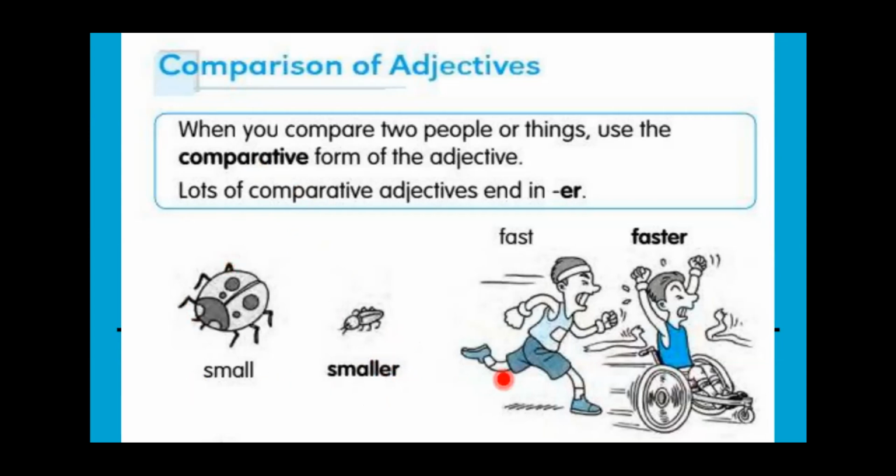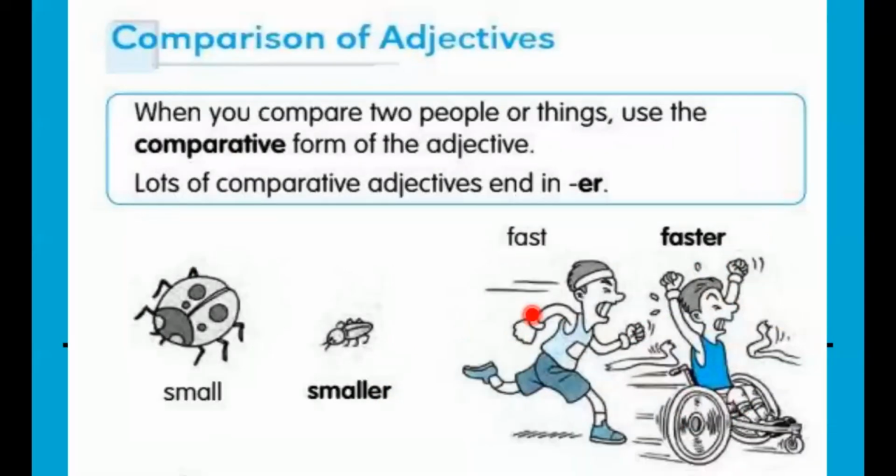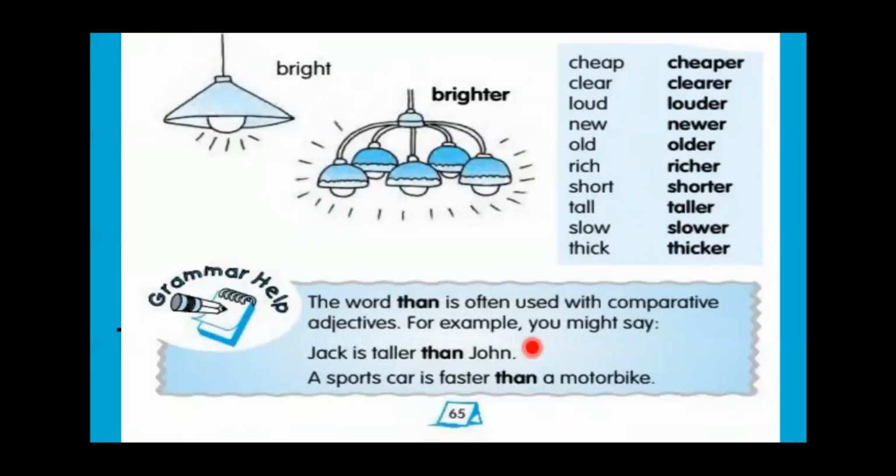Are you getting my point? Next, here two boys are there. See over here, the adjective is fast. When I have to compare two, I will use the comparative form faster. So I will say Rohan is faster than Amit. Are you getting my point? When you compare two people, we will use faster, the comparative form. Next, see over here. Same here. Some more words are there. Cheap, cheaper.